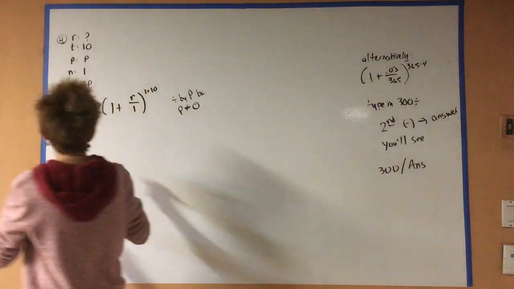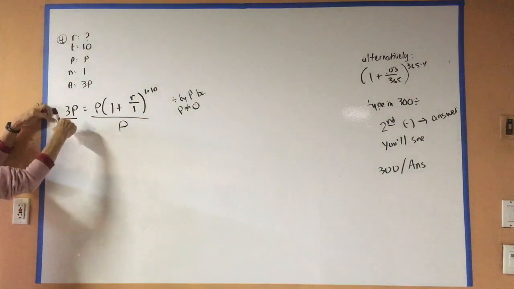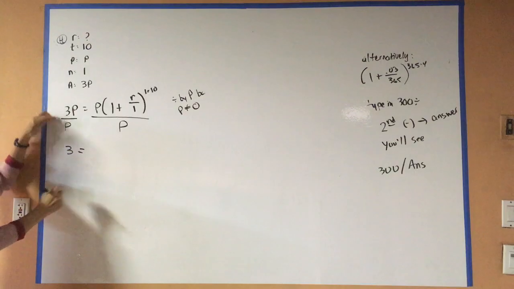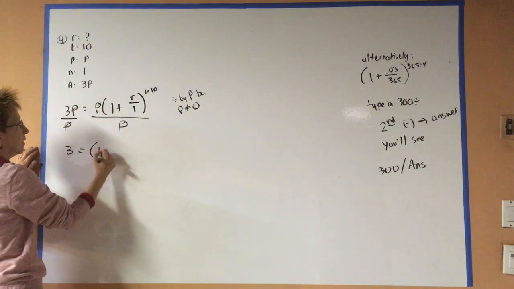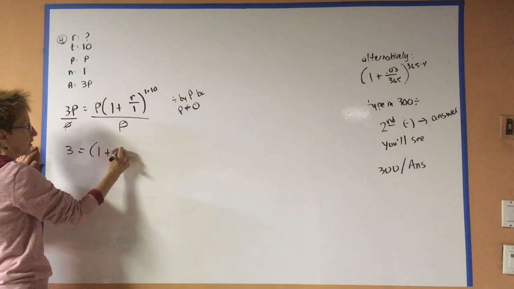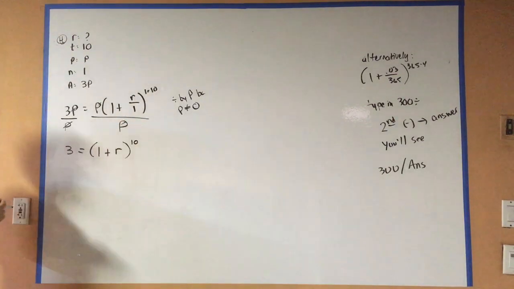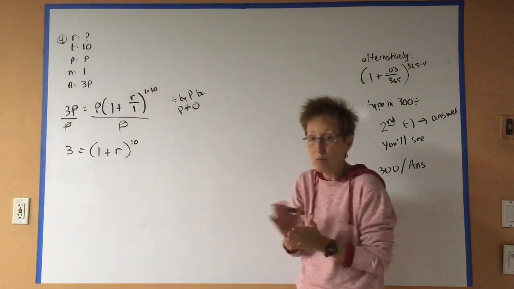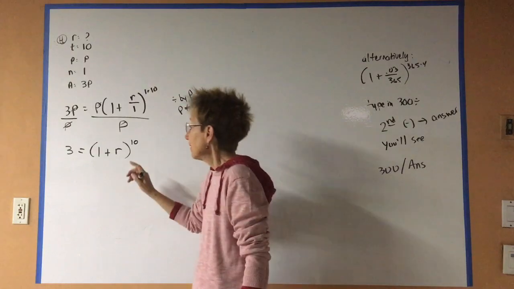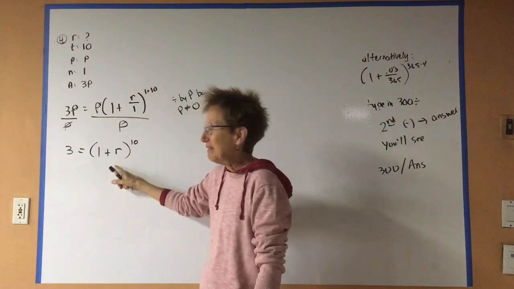So I'm going to do that. I'm going to divide this side by P, and I'm going to divide this side by P. So this will just give me 3 equals, these P's cancel, and I just get 1 plus, let me simplify this, r over 1 is just r, and 1 times 10 is 10. So now it's in a more normal looking equation in the sense that I only have one unknown. Here I am going to break my rule here.